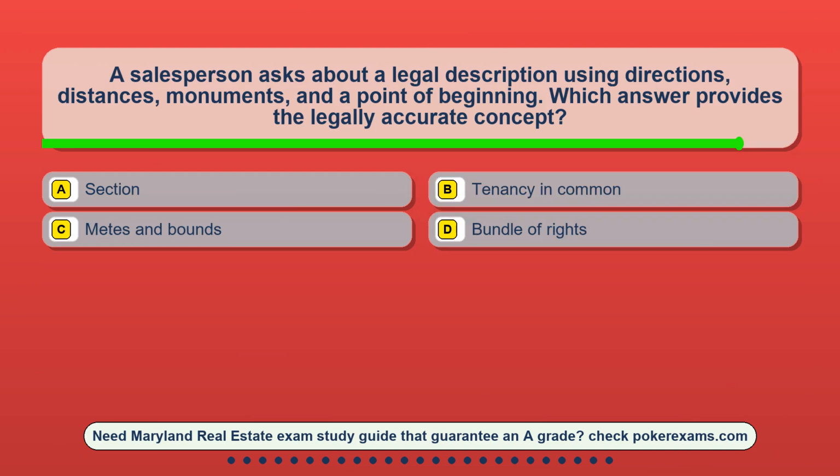Question 3. A salesperson asks about a legal description using directions, distances, monuments, and a point of beginning. Which answer provides the legally accurate concept? Option A, section. Option B, tenancy in common. Option C, metes and bounds. Option D, bundle of rights.